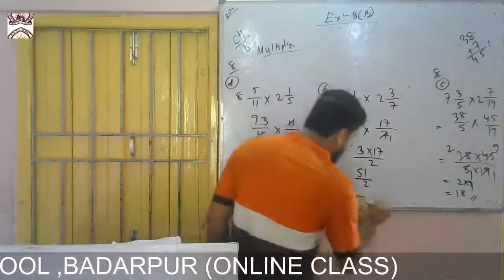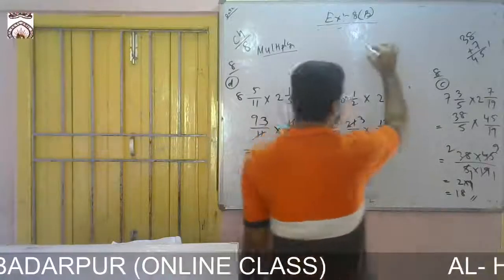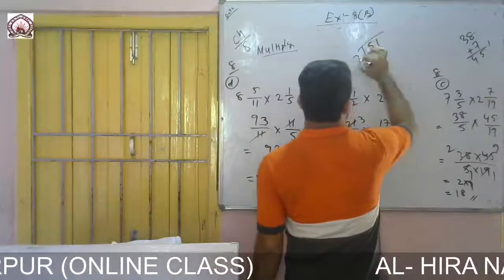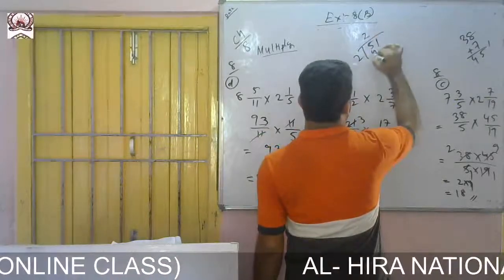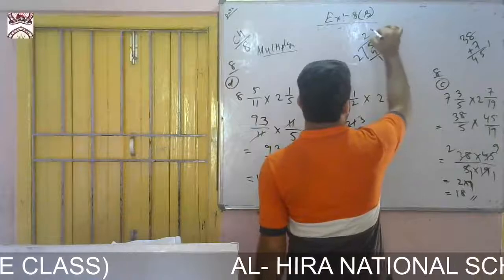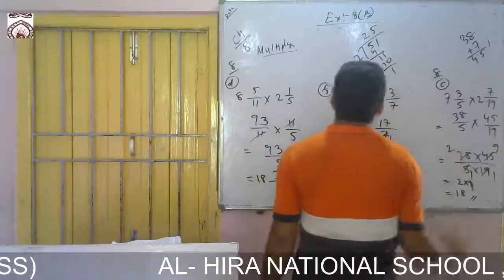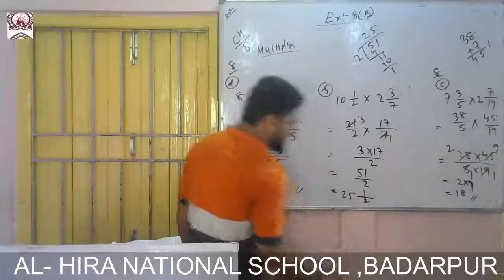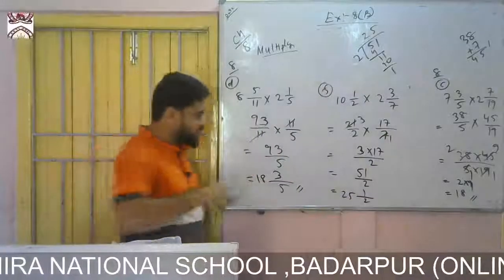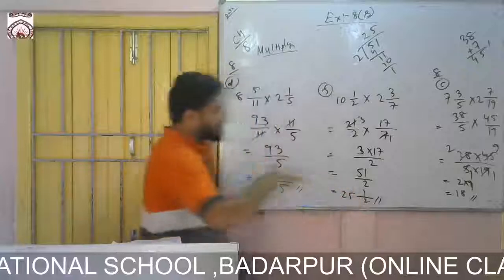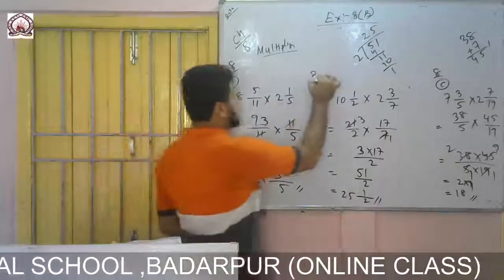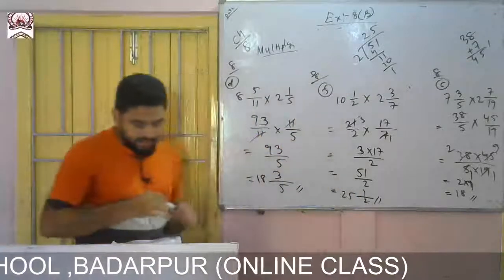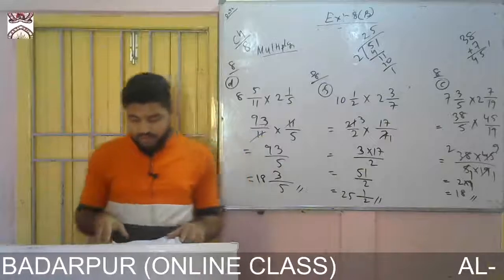You take it into a mixed fraction. So how to take? Yes, 51 by 2. 2 2s are 4, remain 1. 2 5s are 10, remain 1. So 25 whole 1 by 2. 25 whole 1 by 2 is the required answer. So 8F, almost all done. Okay, 1 or 2 left.